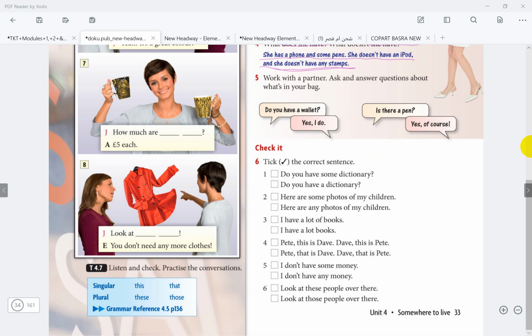For number six, tick the correct sentence. We will start from number one to number six. Do you have some dictionary? Do you have a dictionary? Since we said that some has quantity, and this is only one dictionary, we can use this one. Do you have a dictionary? Here are some photos of my children. Here are any photos. So this one must be this one, since any would come with the question and negatives.